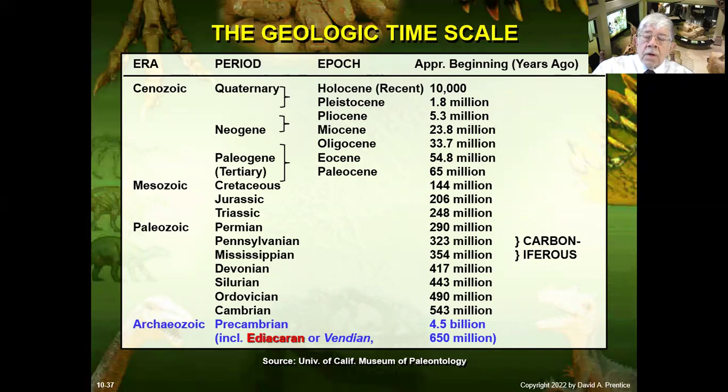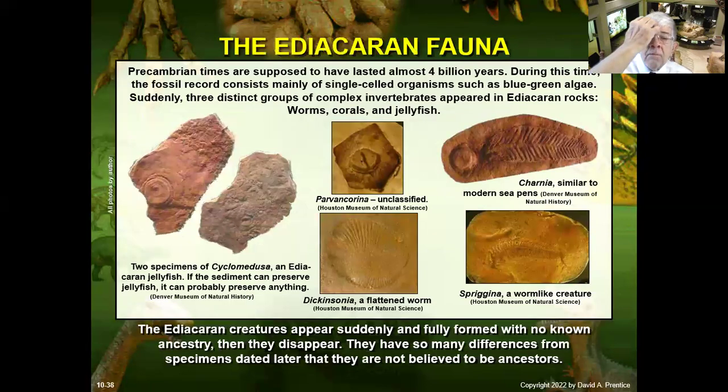Okay, so let's talk about just a few of these specific examples. At the bottom, the Ediacaran fauna were named for the Ediacara Hills of Australia, supposedly hundreds of millions of years old. I'm sorry, billions. Hundreds of millions going into the billions. The Ediacaran fauna, first identified in Australia, are supposed to have existed for almost 4 billion years.